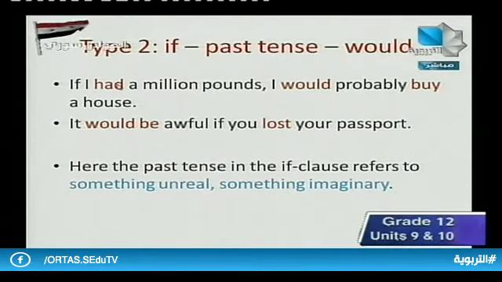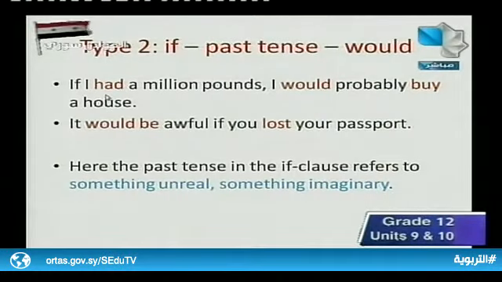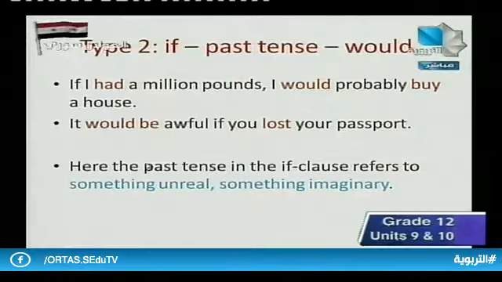Unreal means an imaginary situation. Here we are imagining something about now which is not true. But it might happen, and it might not happen. So the past tense in the if clause refers to something unreal, something imaginary.